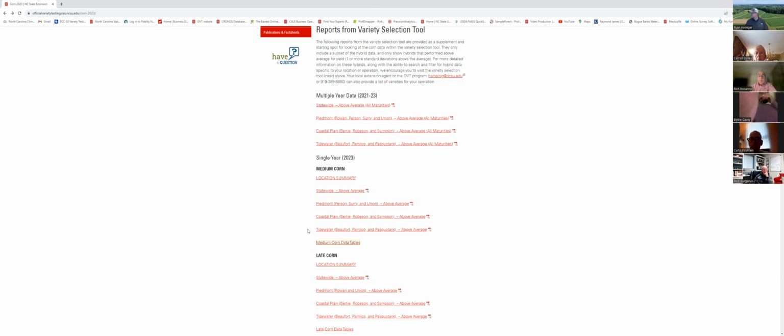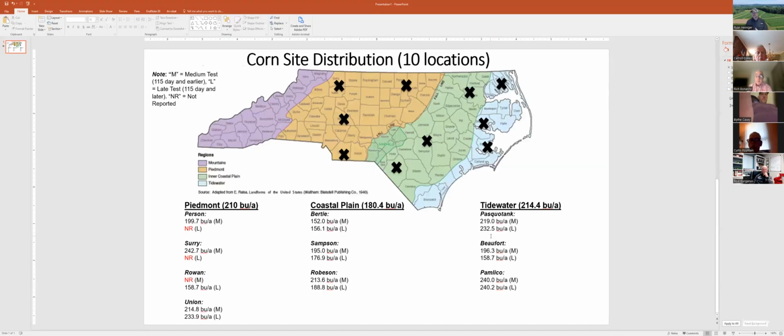So now that we've talked about where we can find the data, let's start digging into the data a little bit. I'm going to see if I can't mess my sharing situation up. I want to talk about this past year's data just kind of overall. Okay, so I'm showing you, hopefully you're seeing, a map of North Carolina right now. The X's you're seeing up here are all of our locations that we tested at in 2023.